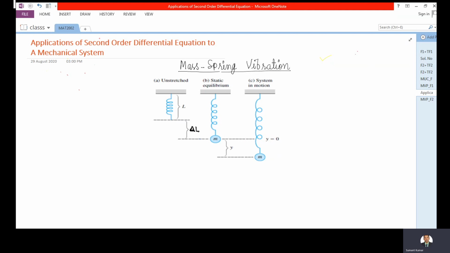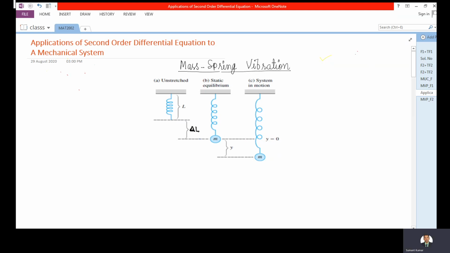And today we are going to discuss the application of second order differential equation. This is a mass spring vibration, and here I will derive an equation governing the motion of the mass spring system. And then I will classify this motion into different kinds. Under certain conditions, how will we divide this motion into different parts? We will see at the end.